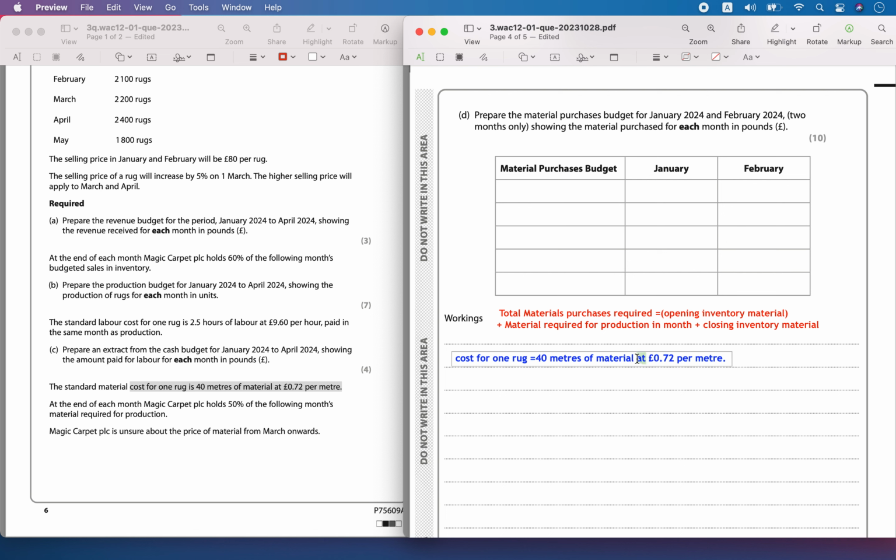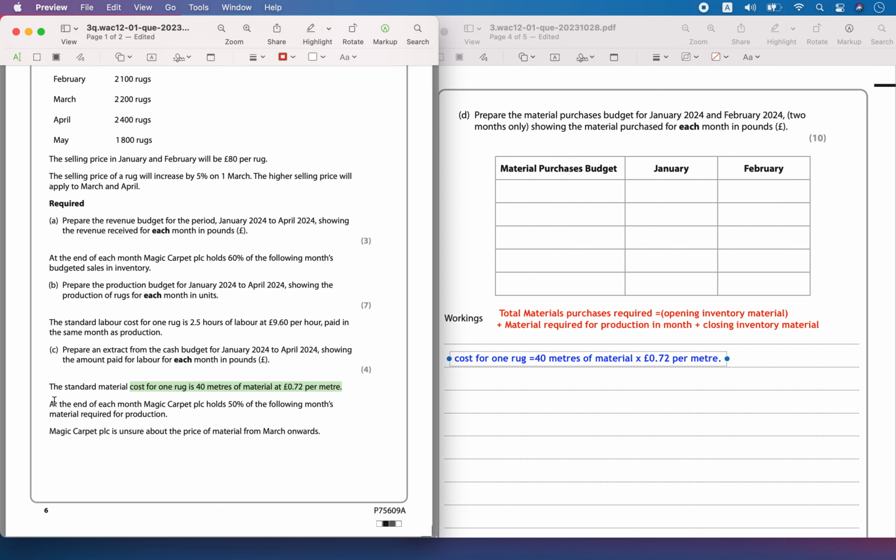So the cost for one rug is equal to 40 meters of material times 0.72. That is the cost of that material. So this is the general cost. Now it says that at the end of each month, Magic Carpet PLC will hold 50% of the following month's material required for production. Based on that, we will see how much material cost needs to be purchased for the month.